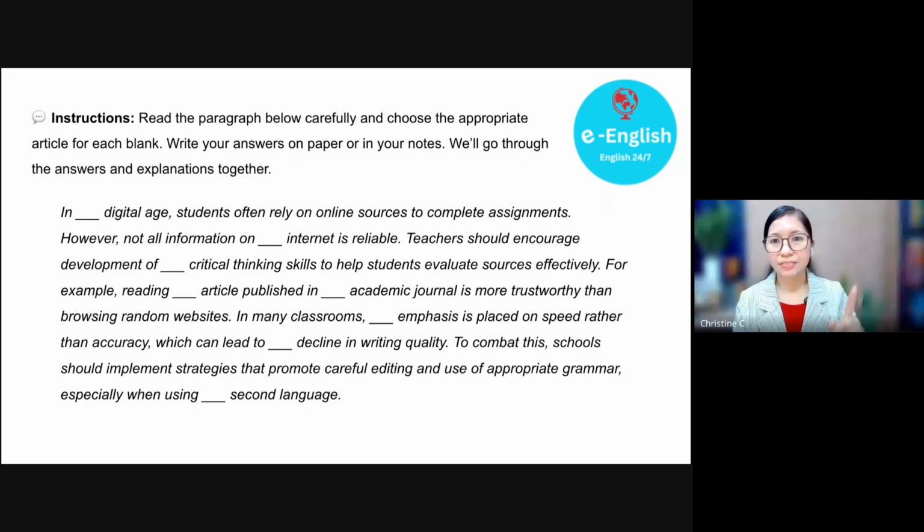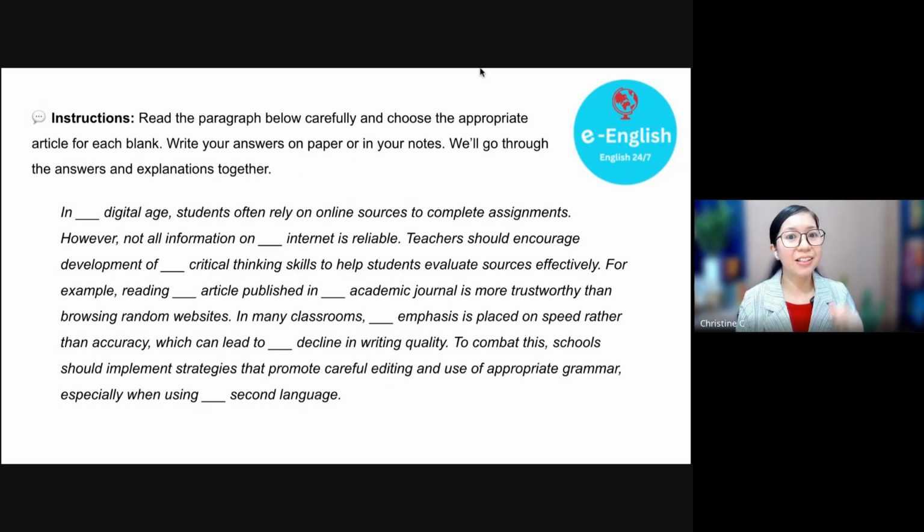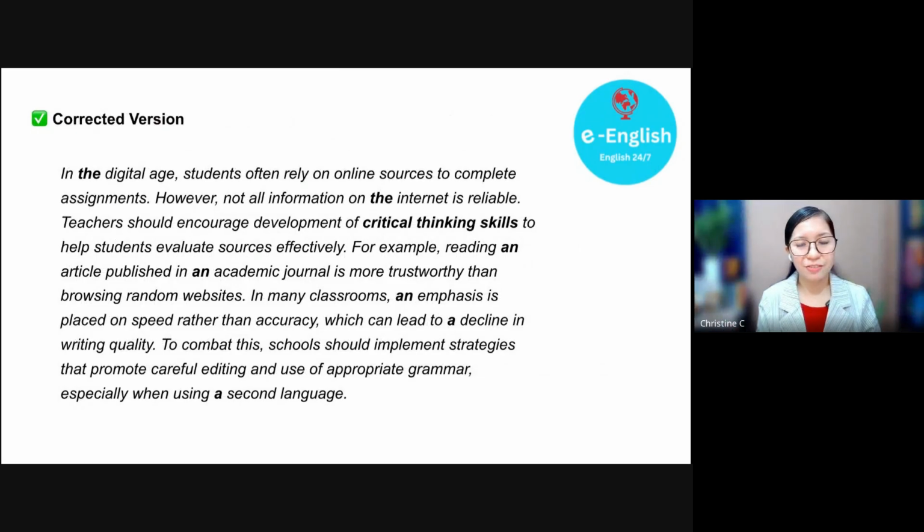In the digital age. Excellent. So let me share the corrected version.